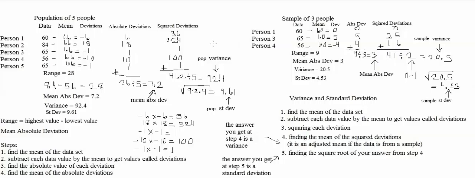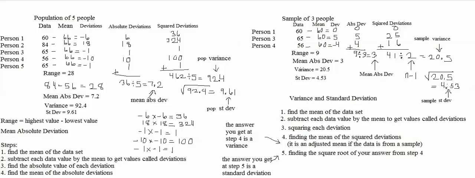The same thing with a sample. The mean absolute deviation right here is the literal average distance from each number to the mean, because if you take these numbers right here, the absolute deviations, and you average them to get the average of 3, you get the average distance from each data value to the mean. And then if you calculate the standard deviation, you get a number close to the mean absolute deviation.